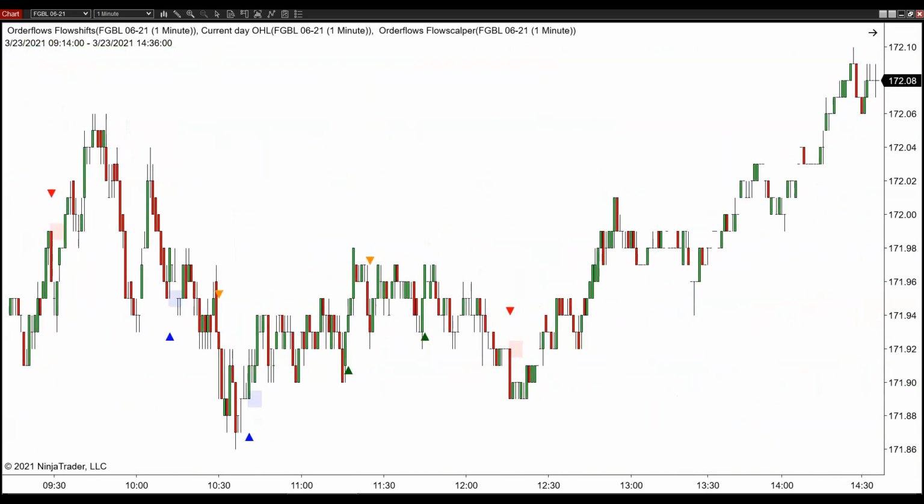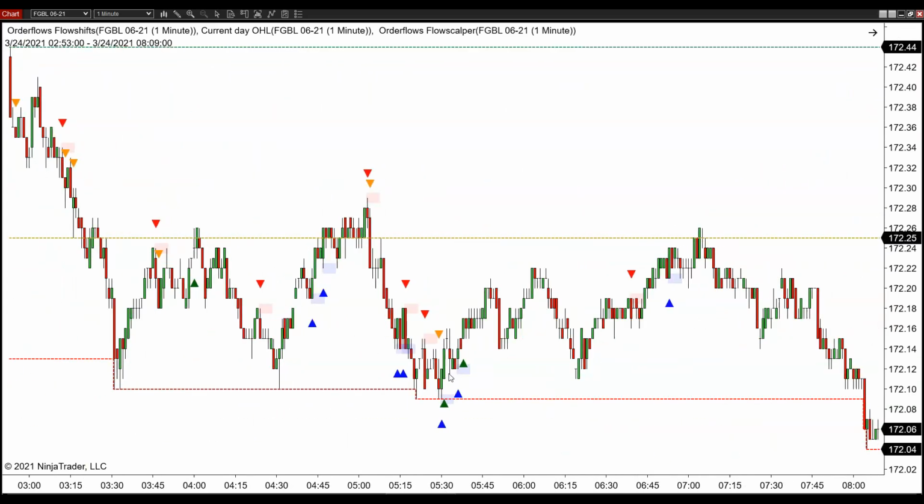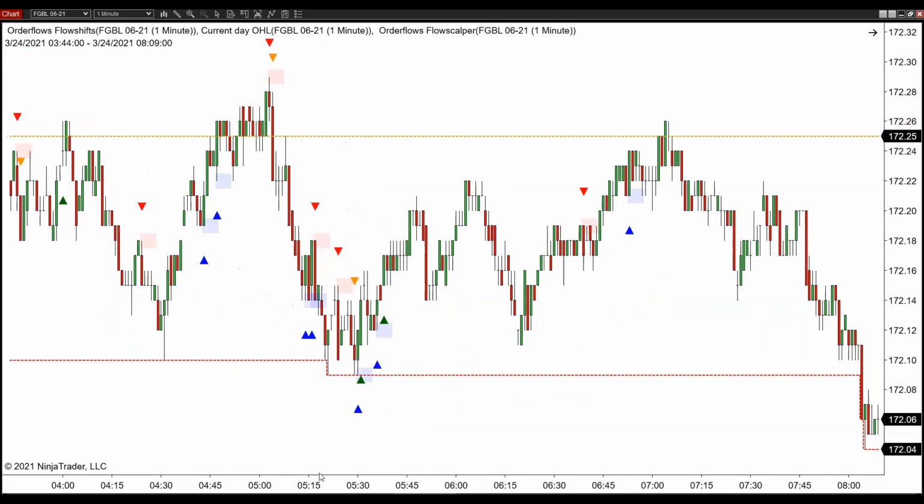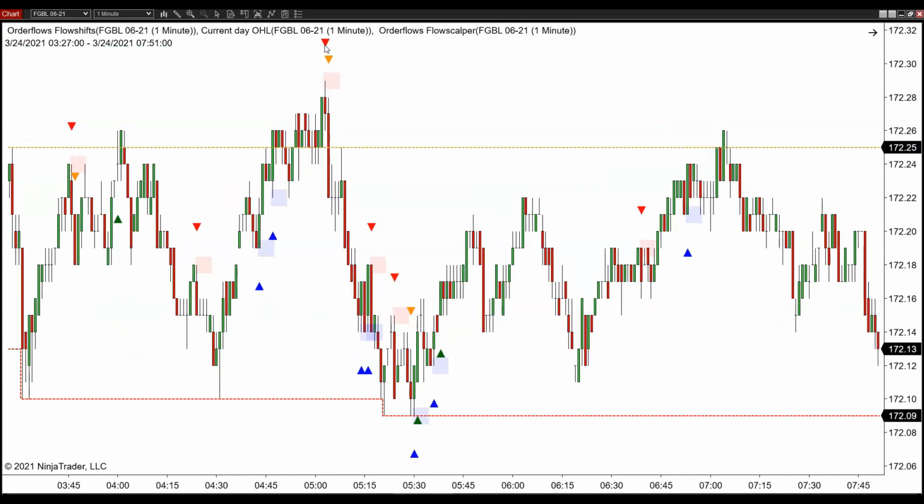Until a little bit later in the day, right here, you're starting to see them both come in. Here these two are literally almost the same bar, but they're just slightly different bars. I can tell just by how they're offset. But again, that's the Flowshifts and Flowscalper.